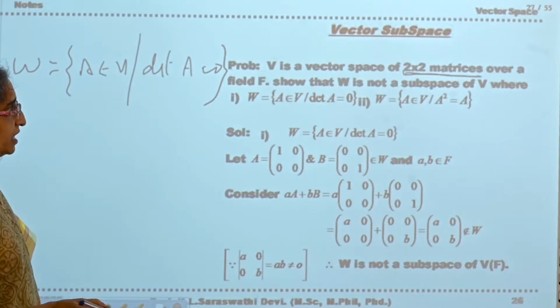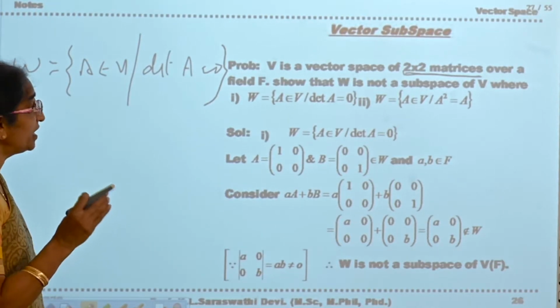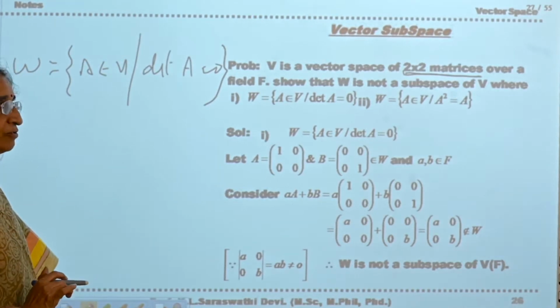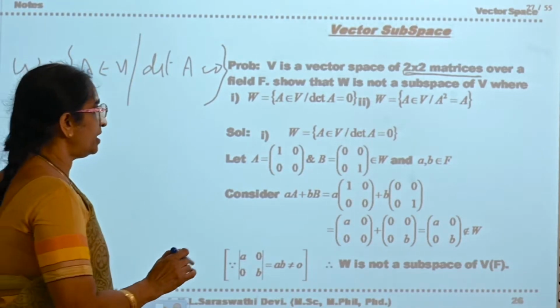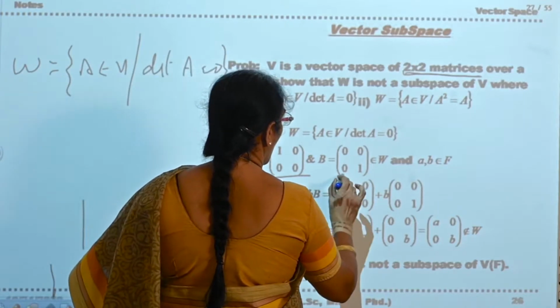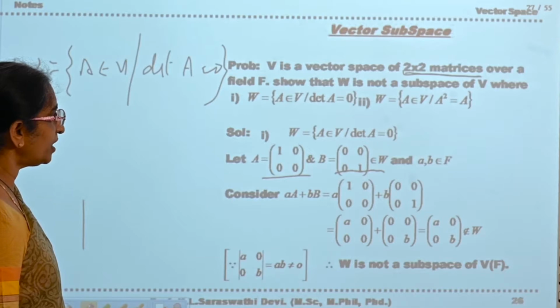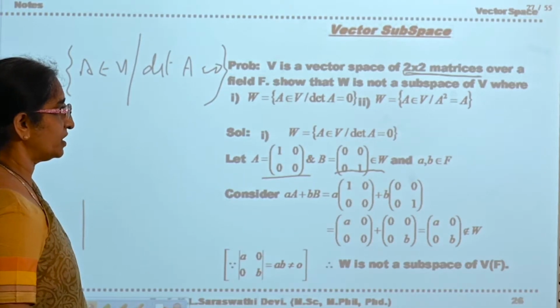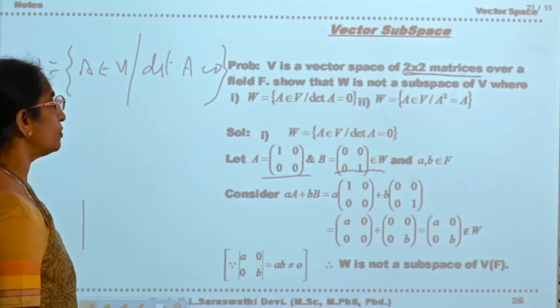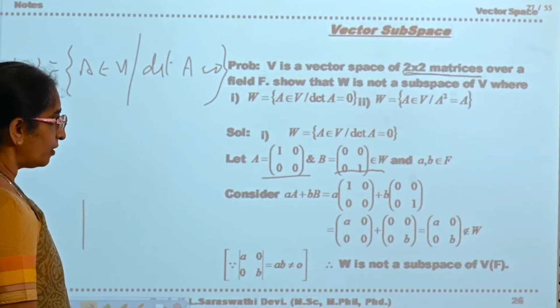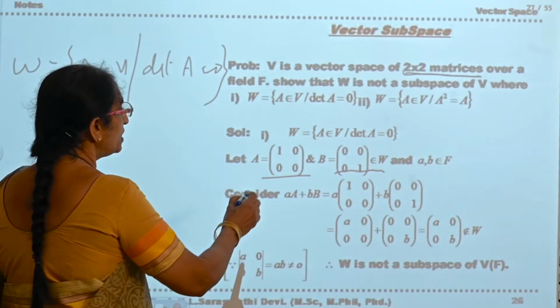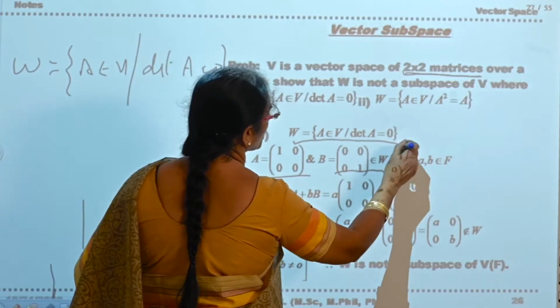You can take A from V, and that A will be in W if determinant of A is equal to 0. Now take A equal to [1, 0; 0, 0] and B equal to [0, 0; 0, 1]. Now if you see the determinant of A, 0 minus 0, that is 0. Determinant of B, 0 minus 0, that is 0. Now you want to say whether this W is a subspace.